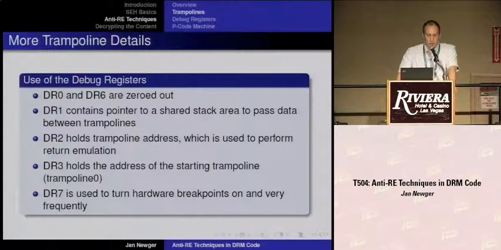Okay, so the debug registers are used in a special way, whereas debug register 0 and 6 are zeroed out because they aren't used at all. Debug register 1 contains a pointer to a shared stack area, which is used to pass data between trampolines. In this case, that would mean DR1 points to a location which is used to exchange data between trampoline A and B. So therefore you have some kind of parameter emulation.